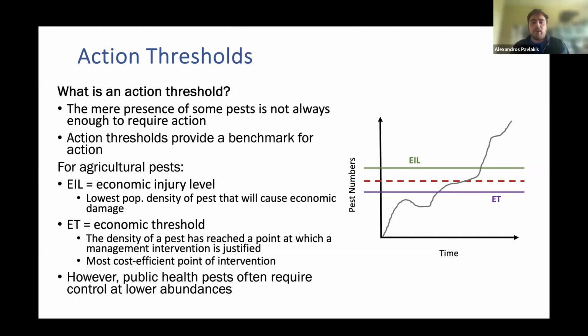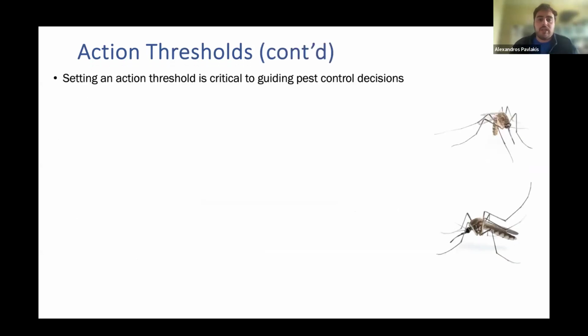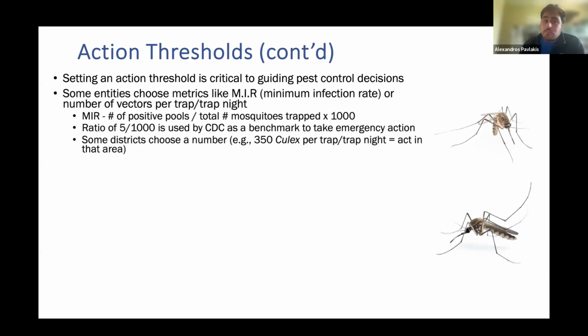There's not really a good marker of economic injury level for them. So setting an action threshold is critical to guide when we should go out and use any of our potential control or abatement tools. Some mosquito control entities choose metrics like MIR, which is the minimum infection rate, or the number of vectors per trap per night.